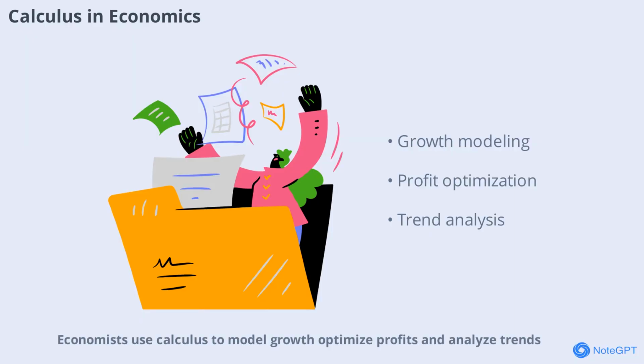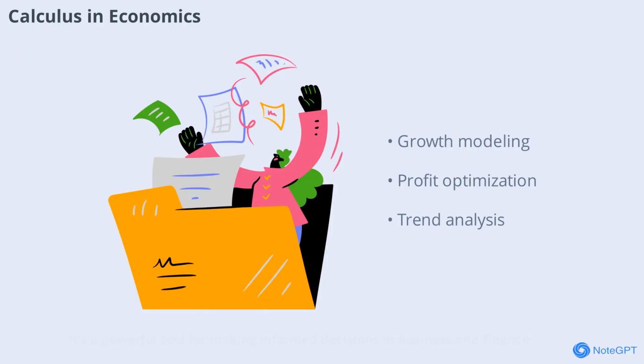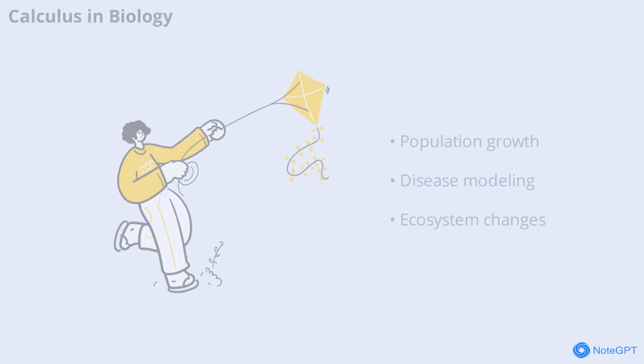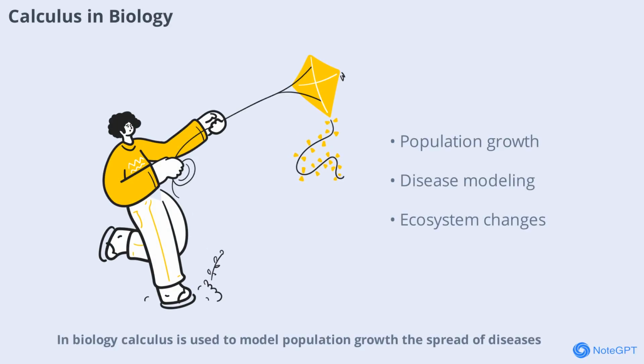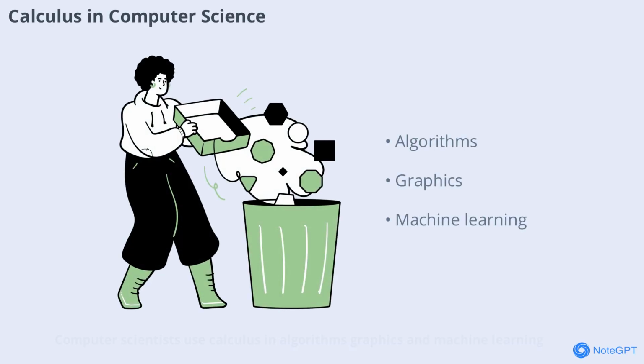Economists use calculus to model growth, optimize profits, and analyze trends. Calculus helps them understand how small changes in one variable can affect an entire system. It's a powerful tool for making informed decisions in business and finance. In biology, calculus is used to model population growth, the spread of diseases, and changes in ecosystems. It helps scientists understand complex processes and make predictions about the future of living systems. Computer scientists use calculus in algorithms, graphics, and machine learning. Calculus helps optimize code, analyze data, and create realistic simulations. It's a key part of many cutting-edge technologies.